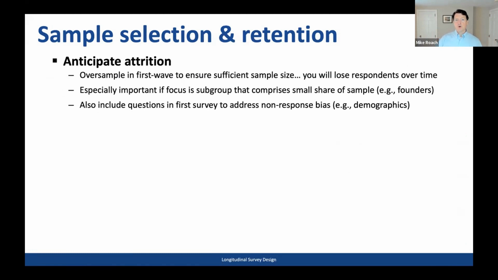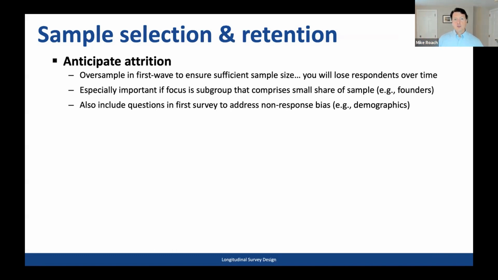And this can be especially important if your focus is some subgroup that comprises a small share of the overall sample. So if you want to look at founders, which in some of the more administrative data have been like 2 to 5% of a population, you want to really ensure that you have enough individuals so that if you lose some people, you're not getting down to just a really small number of respondents. This can also apply if you want to start breaking the sample out. So for us, if we're looking at industrial R&D employees, that then becomes some fraction of the overall sample we have.